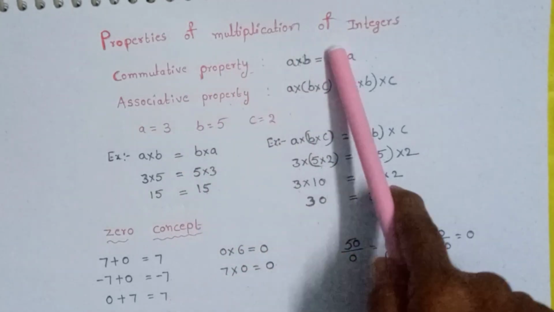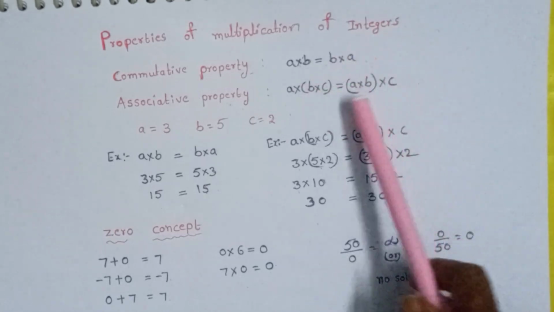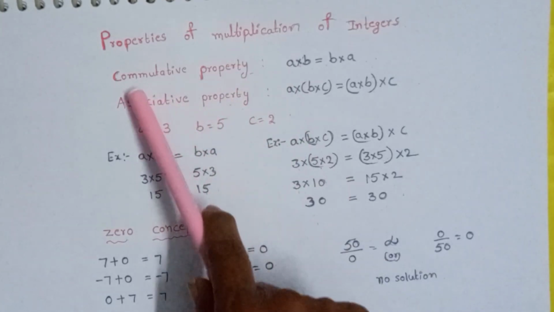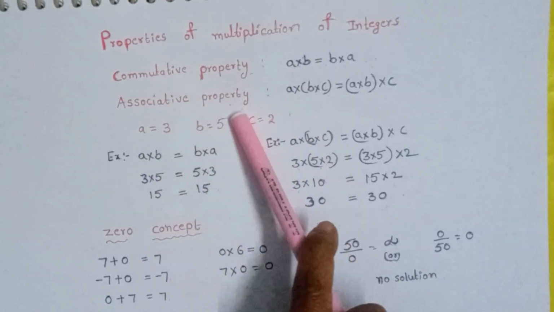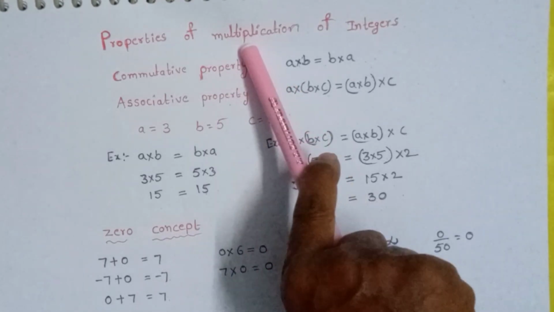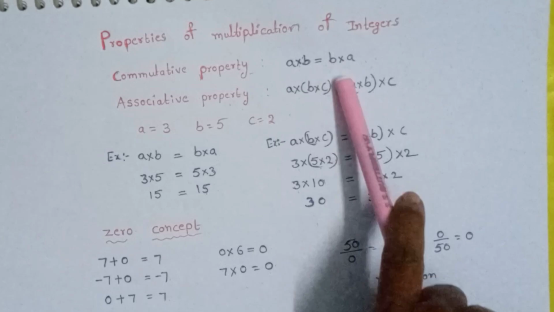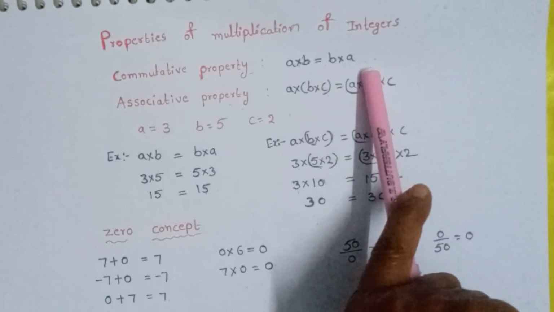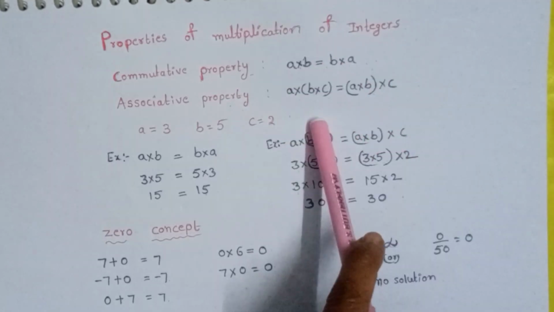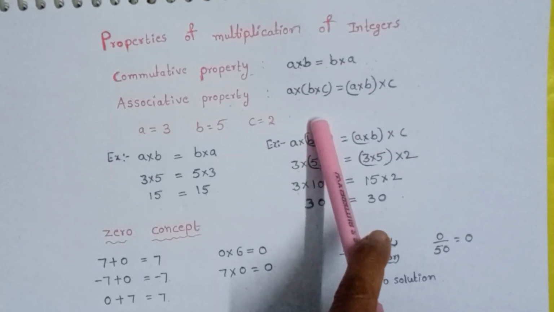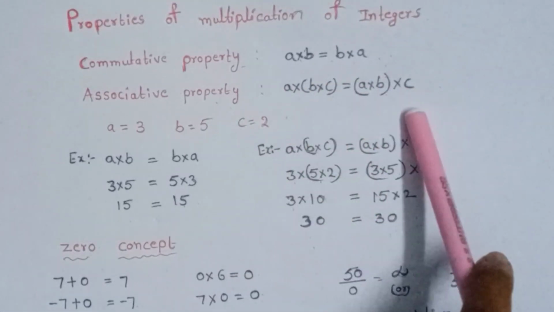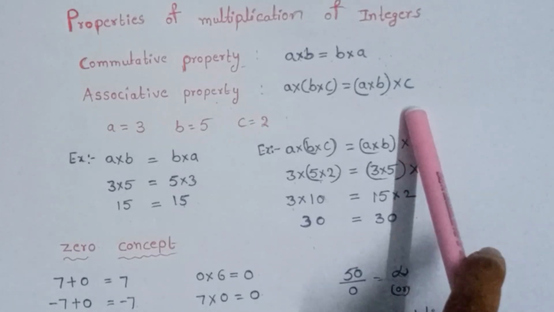Here, properties of multiplication of integers. Before, in the case of addition, commutative property and associative property, we proved that LHS equals RHS. Now here multiplication. In the case of multiplication, a into b is equal to b into a. Order change, but answer is same. Now similar to addition, in the associative property, (a into b) into c is equal to a into (b into c). Here also LHS equals RHS. Now take the examples and prove it.